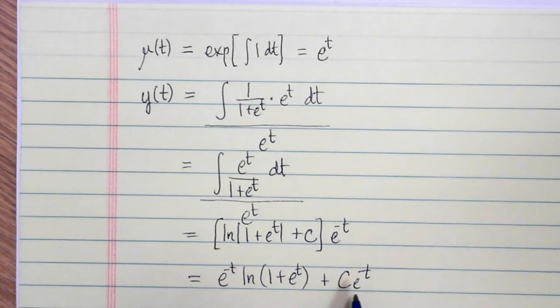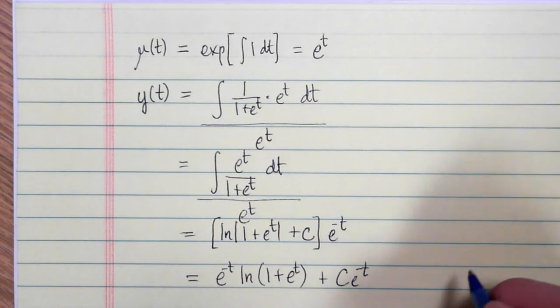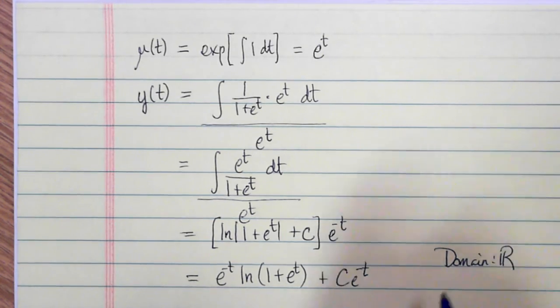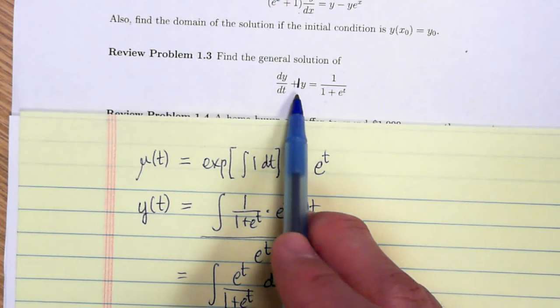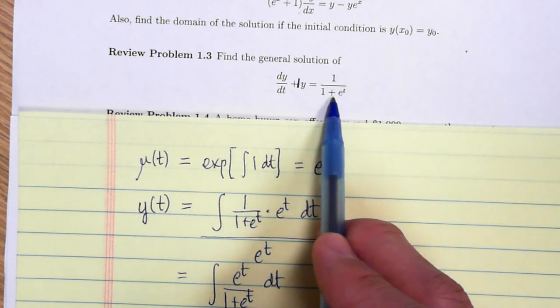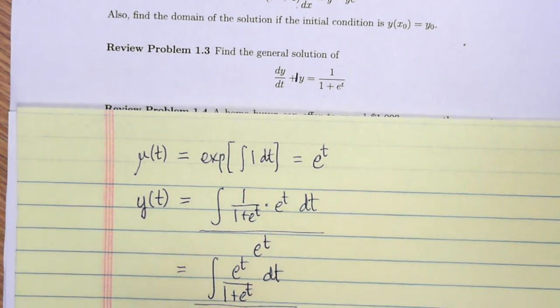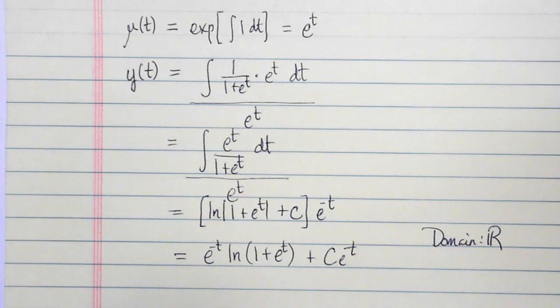And of course, the value of c would be determined if there was an initial condition. The problem did not ask for this, but the domain of the solution will be all real numbers. And we knew that ahead of time because this function 1 is defined for all real numbers. Also, this right-hand side is defined for all real numbers because the denominator cannot equal 0. And so we know ahead of time that the domain is going to be all real numbers, whatever the solution is.